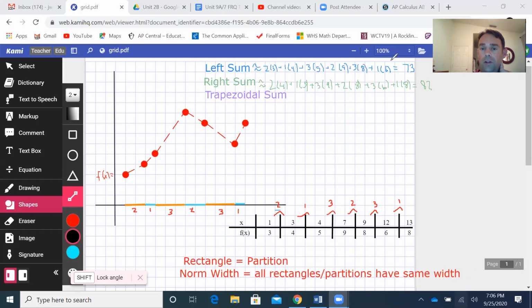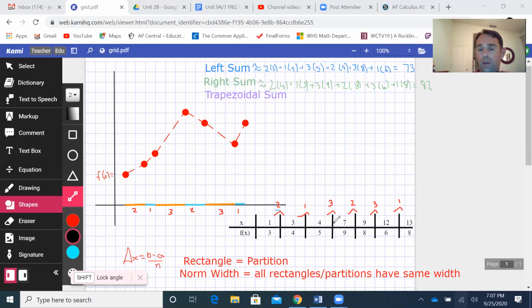Oopsies, not the color we wanted. We wanted red here. Delta x. That's a hard triangle to draw. Delta x equals b minus a over n. So that's what we mean by normed width. That makes every rectangle the same width.